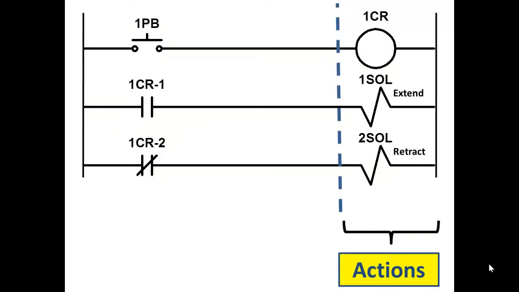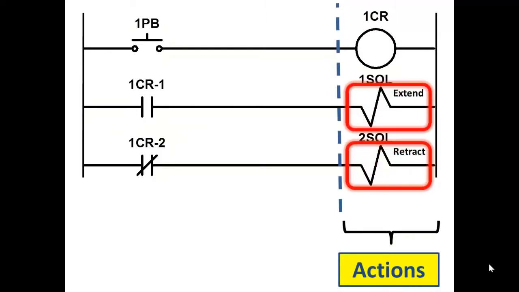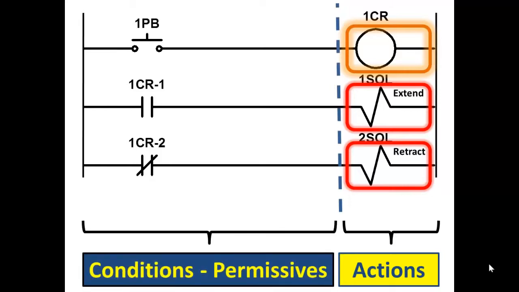So on this side we have actions. We have solenoids and we have a relay coil. The solenoids are actions external to the control. The coil 1CR is internal to the control. And then on this side we have conditions or permissives.